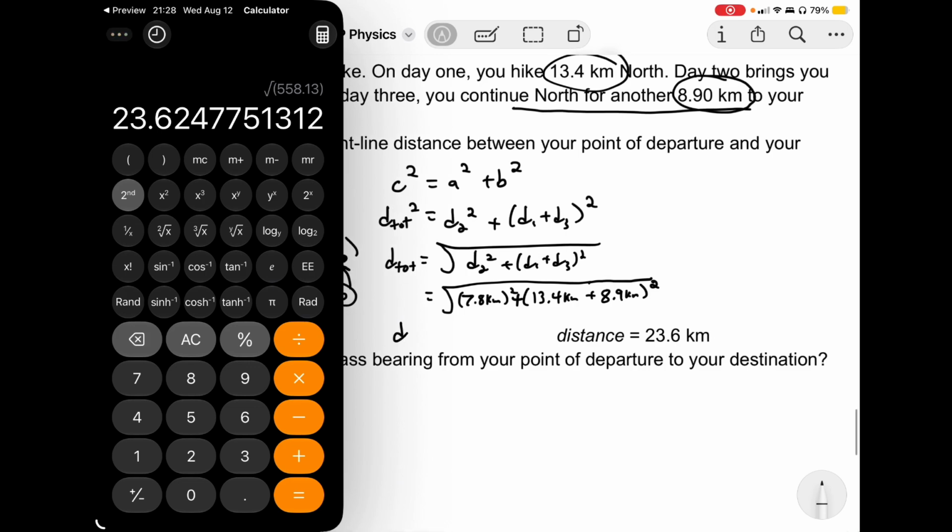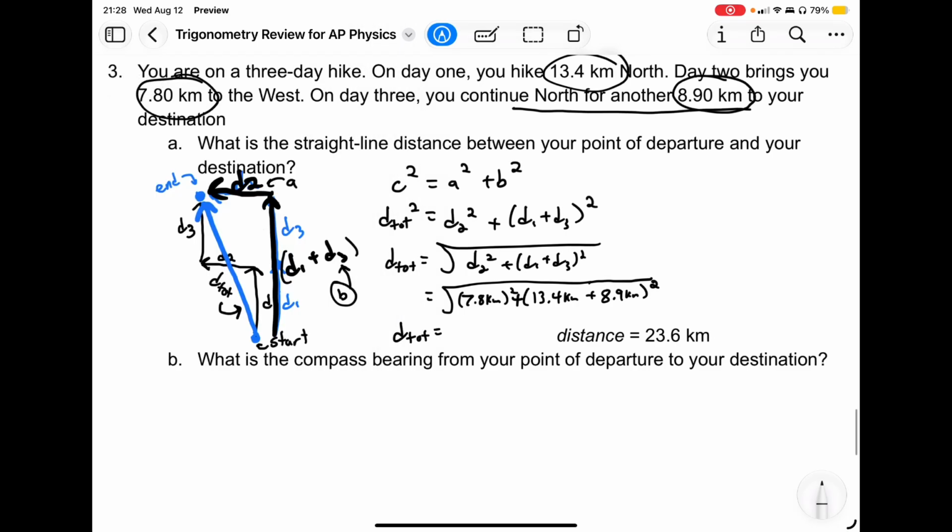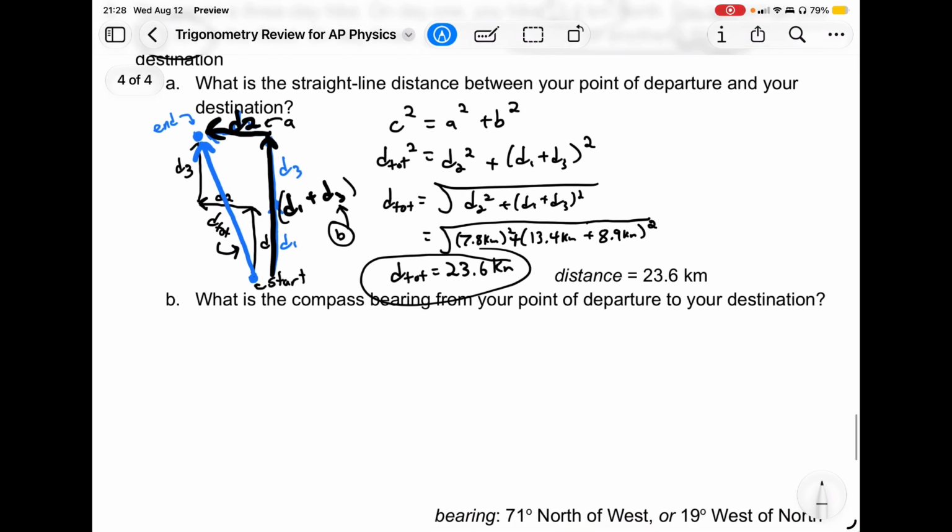So our total distance was 23.6 kilometers. And of course, since all of our numbers had 3 sig figs, we want to round our answer to 3 sig figs, which is what we did right here. D total equals 23.6 kilometers.